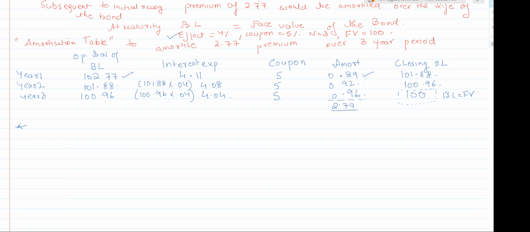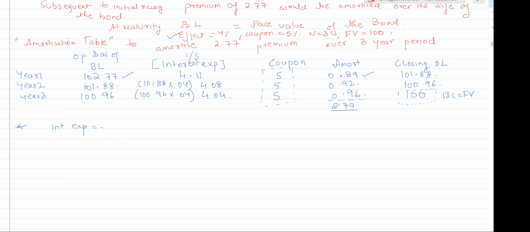So we've summed up the amortization of premium over the 3-year period, and it is $2.77, which is nothing but the premium at which the bond was issued, right? Guys, the second point to understand is that even though we are paying $5 in coupon to our investors every year, the interest expense that we are booking in the income statement is different. This interest expense would be booked as an expense in the income statement.